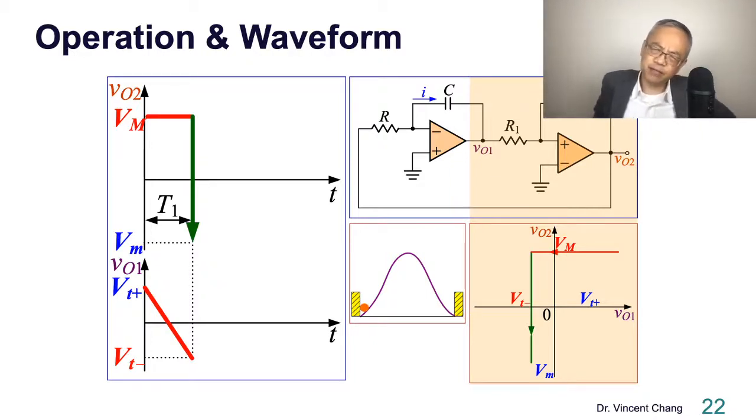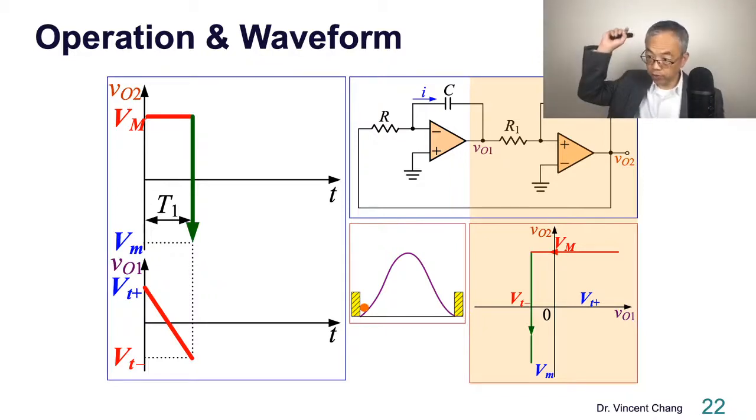Is there any way we can make this more clear? I think I try my best. I've done my best. With this, I think you should be able to do the match between the transfer characteristic and the waveform. And then what?